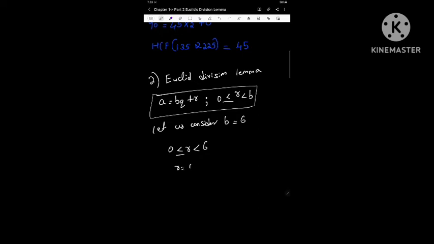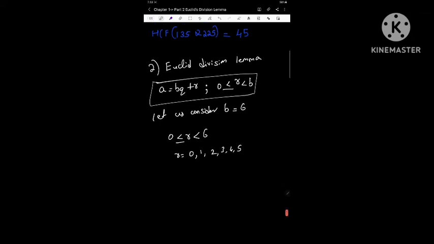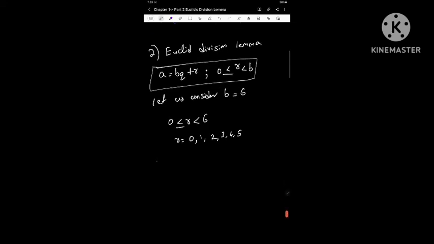So r will take values 0, 1, 2, 3, 4, 5, right? r cannot take the value 6 because it should be less than 6. So now let's substitute for all these values.